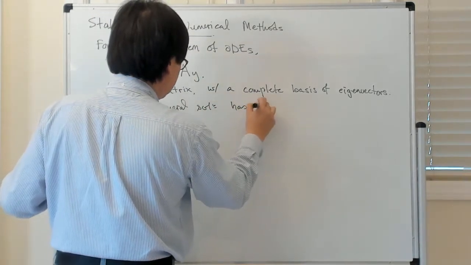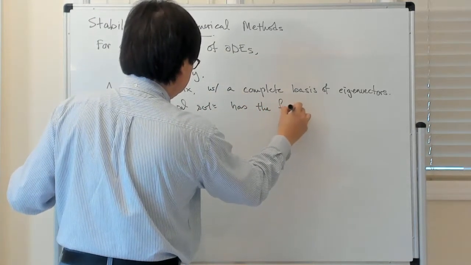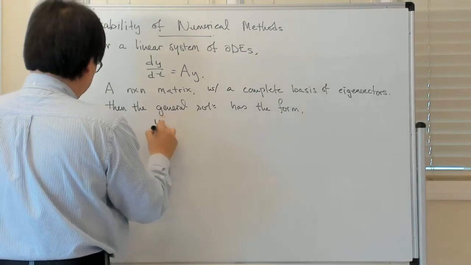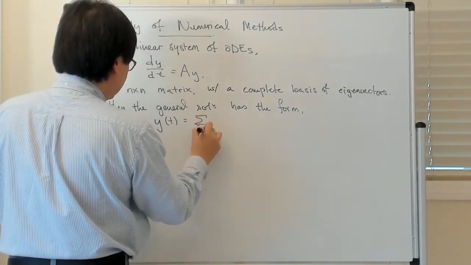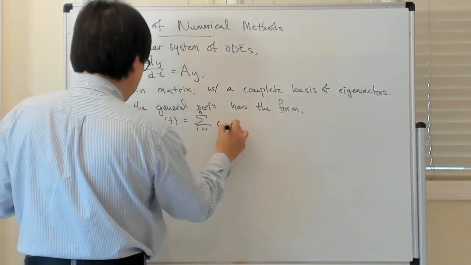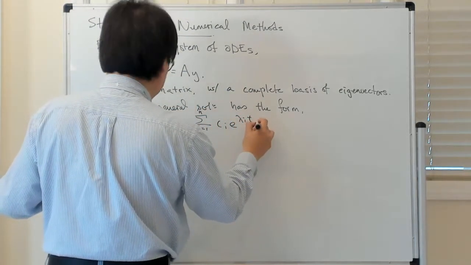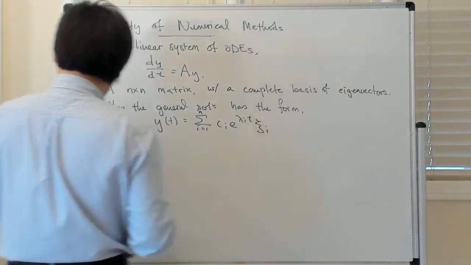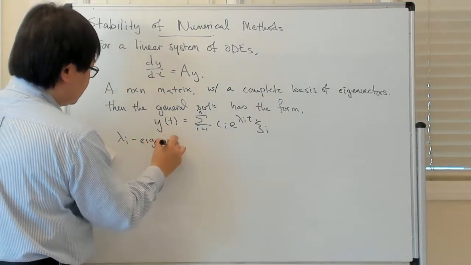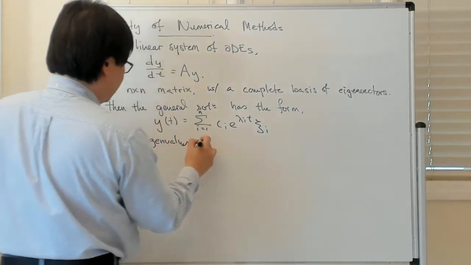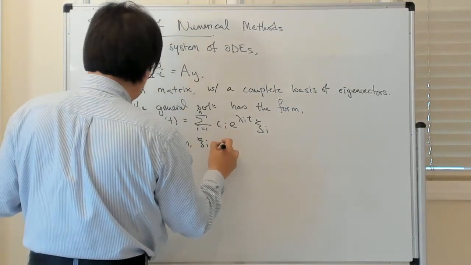has the form y(t) equals some formal linear combination, the sum from i equals 1 to n of c_i e^(λ_i t) v_i, where the λ_i's are the eigenvalues, and the v_i are the eigenvectors.